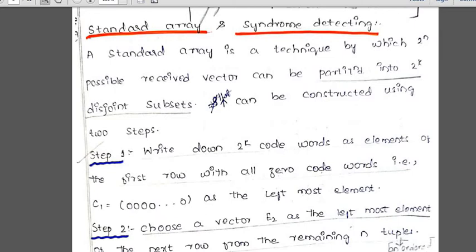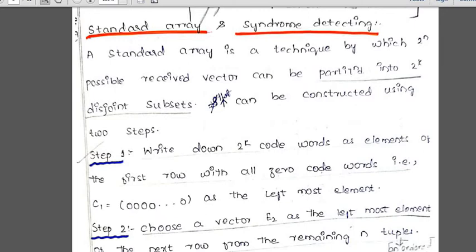Standard array is a technique by which 2 to the power n possible received code vectors can be partitioned into 2 to the power k disjoint subsets. So suppose I give the example of (7,3). How many code words will I get? 2 to the power of 3, so 8. So these code words will be partitioned into 8 disjoint subsets, and that can be constructed by using 2 steps.